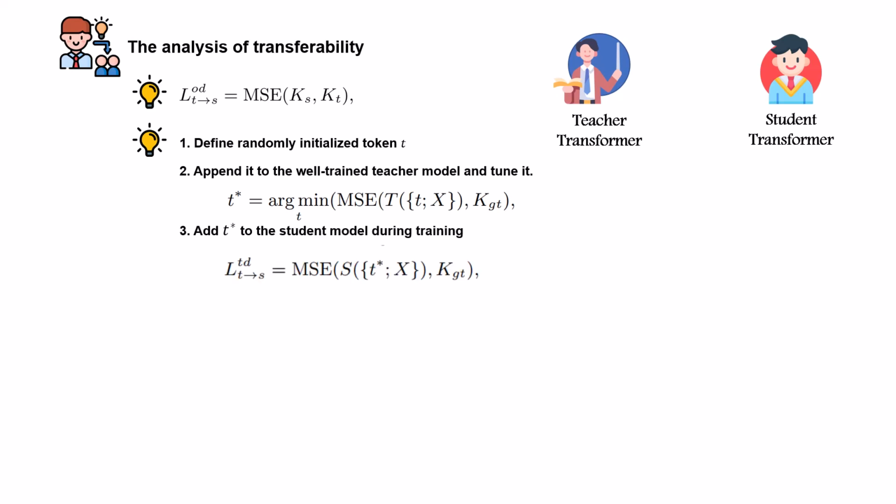And next we add this T star to the student model, and during training of the student we freeze this token T star, and we say this loss is that the student having this token T star should be very similar to the ground truth. So that's what we usually have for training the student. But in addition to training by changing the weights of the transformer, we have one additional token T star which is frozen and exists in the input, which could be some auxiliary information coming from the teacher that helps us better predict the final task and be more similar to the ground truth.